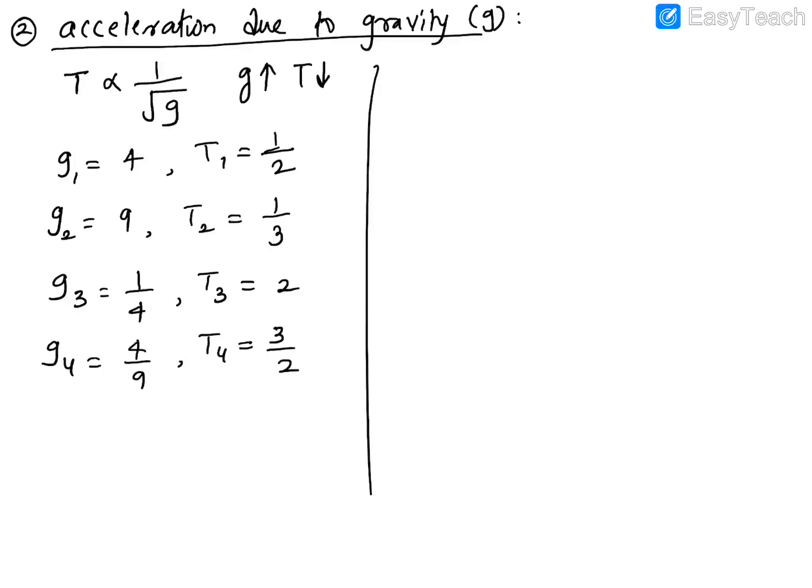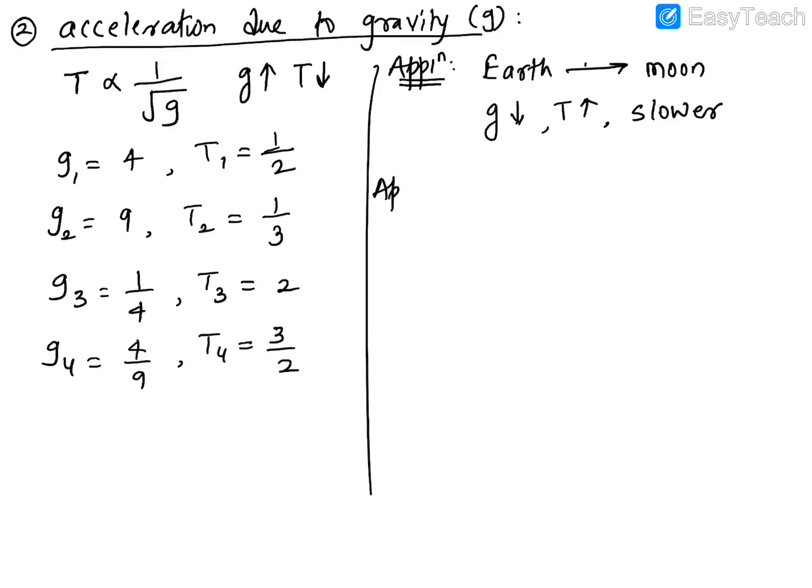Now, next thing, number 2: there are some applications here also in gravity. First application, let's say we are traveling from Earth to Moon. When you're moving from Earth to Moon, what will happen to the gravity? It will decrease. So the time period will increase. Correct? Because they're inversely proportional. It means your pendulum will go slower. So if you take a pendulum from Earth to Moon, it is going to go slower comparatively.